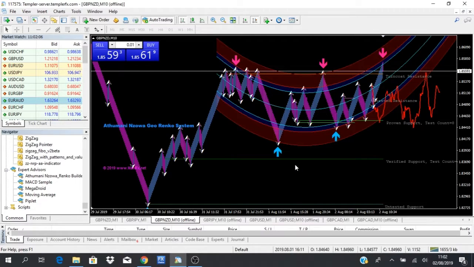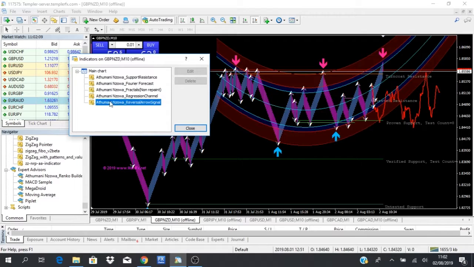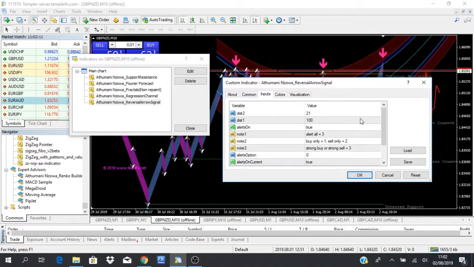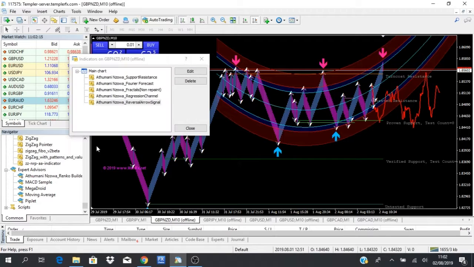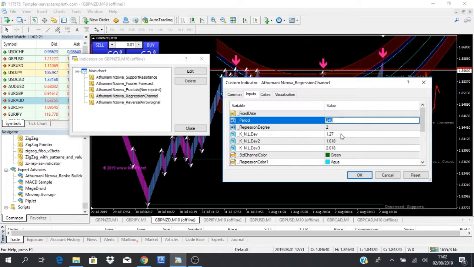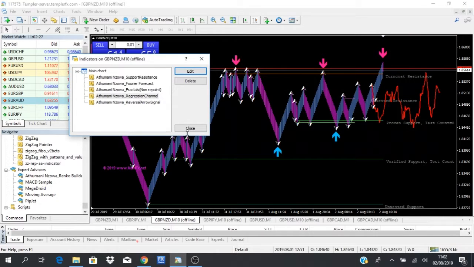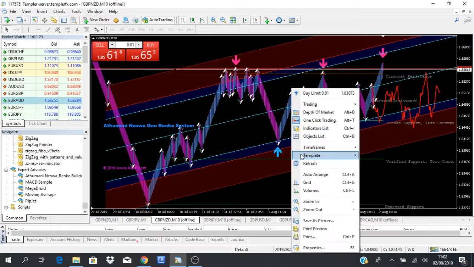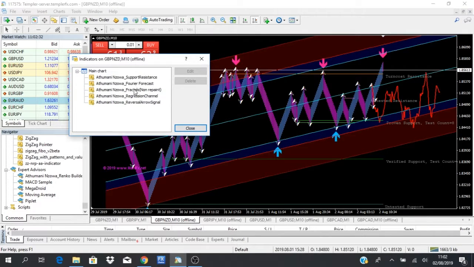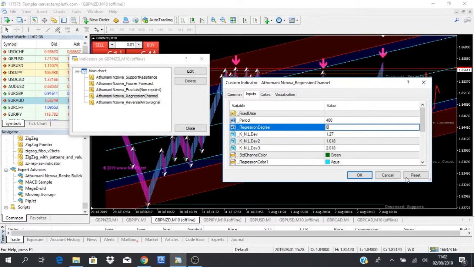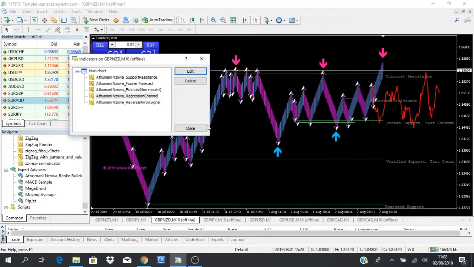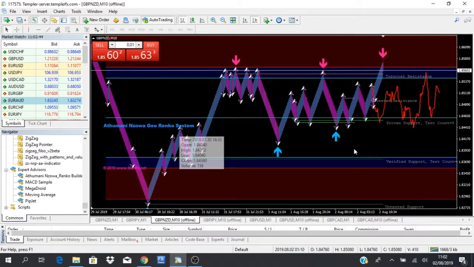It means that from now on, let's say previously this is what we had. Let me just show you. Okay, regression channel. I kept it at 400, and then the regression degree I kept it at 1. This is what I put before. Now I kept it at 0, remember.